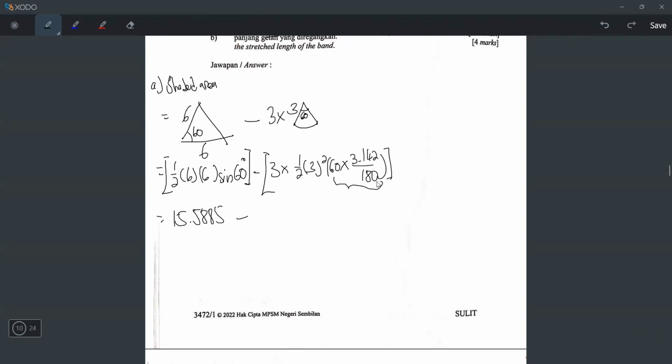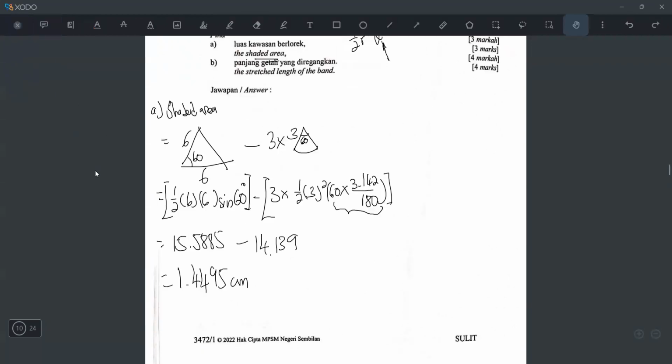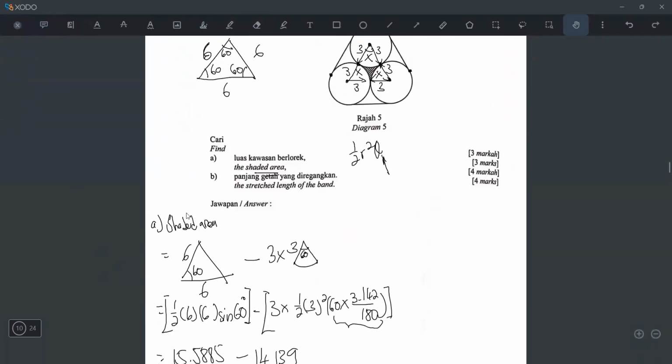So 60 times 3.142 divided by 180, and then I press answer times 3 squared, which is 9. So times 9 divided by 2, and then times 3. So now I get 14.139. And then now I will press 15.5885 minus answer. So I get 1.4495 centimeters. All right, so that's how you do it. Okay, that's all. Let's look at B.